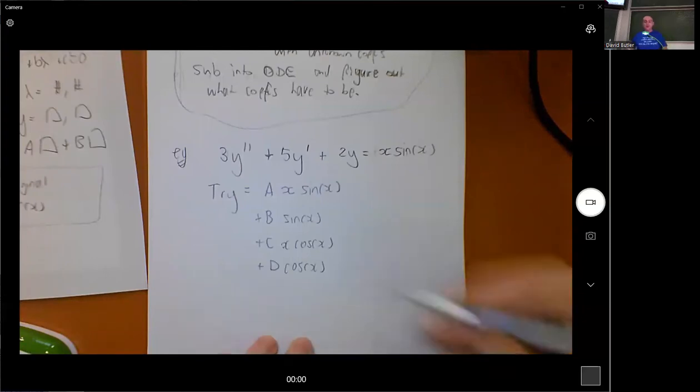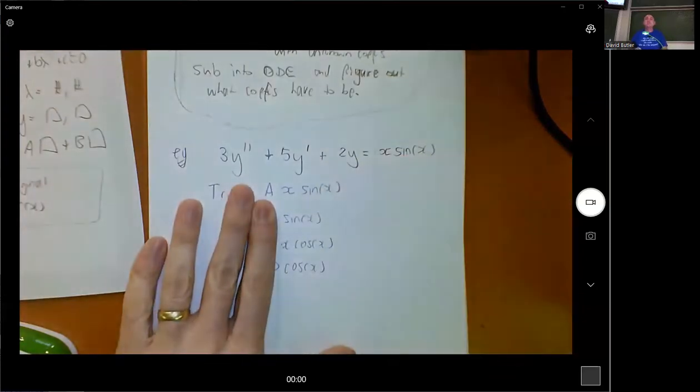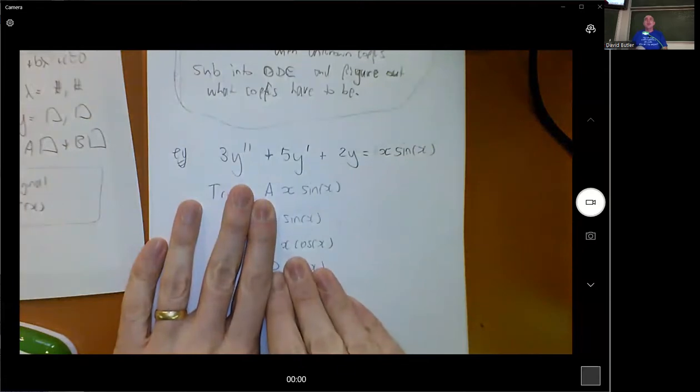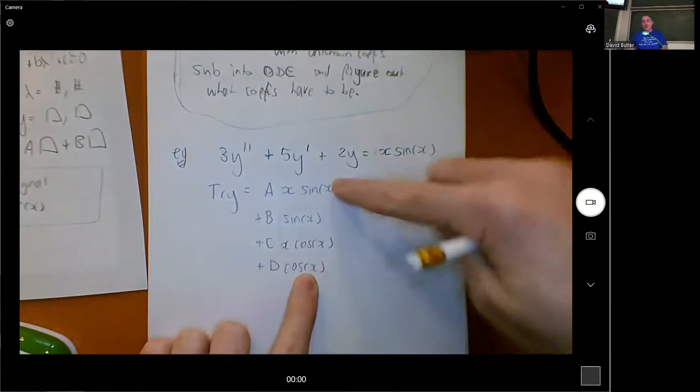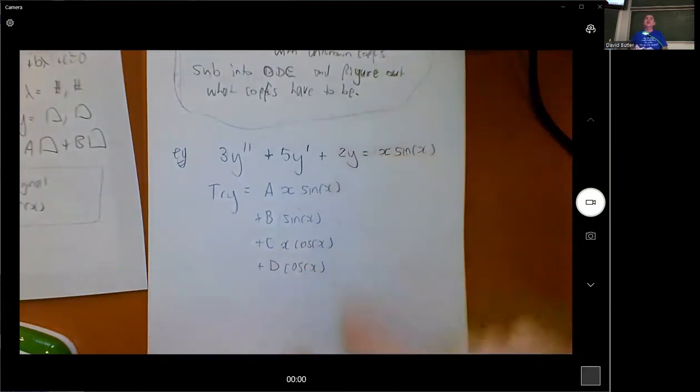I did use a product rule. It produced this. And then I also derived this, and it produced this and that. And I was back to the beginning.